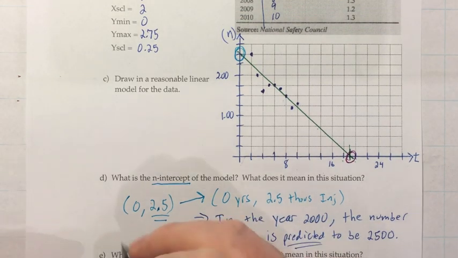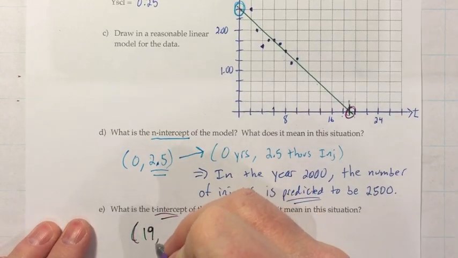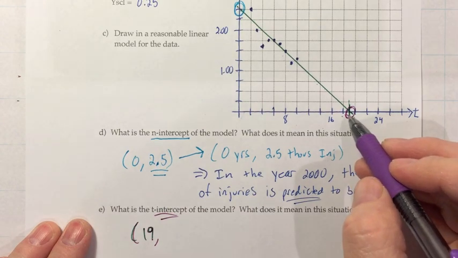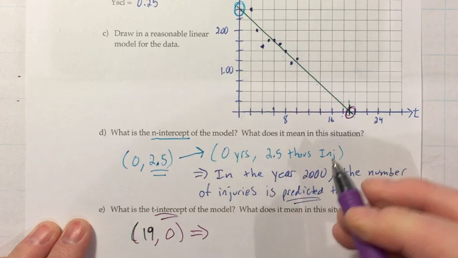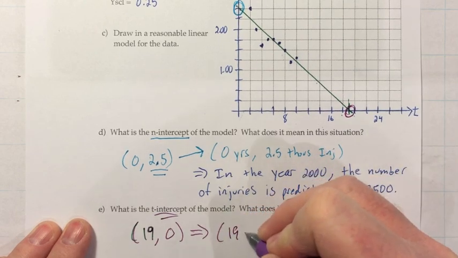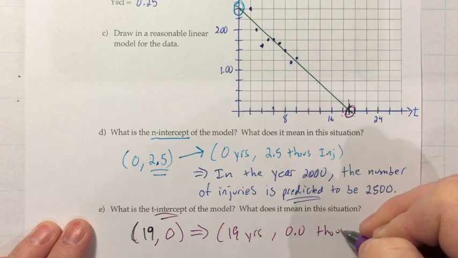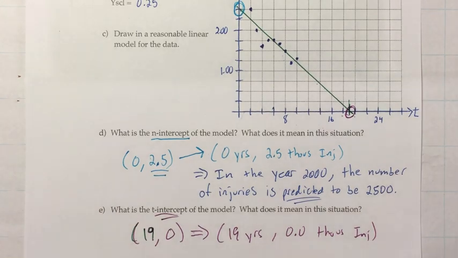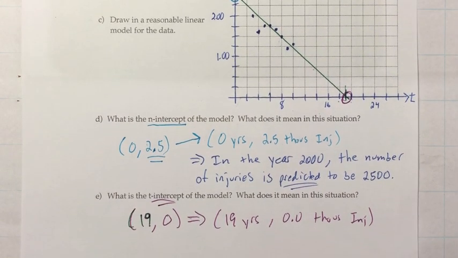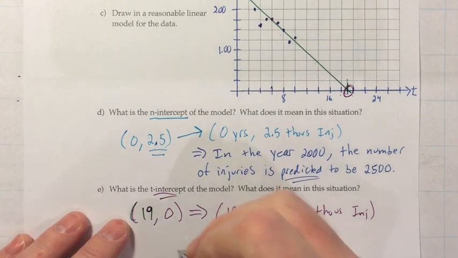Let me actually stick with the purple there. So t is 19, and then the vertical on that is 0 because we're on the horizontal axis. So just following the pattern of up there, that would be 19 years and 0.0 thousand injuries. So kind of an interesting thing we're predicting here. We seem to be predicting that 19 years after 2000, there would be no injuries.